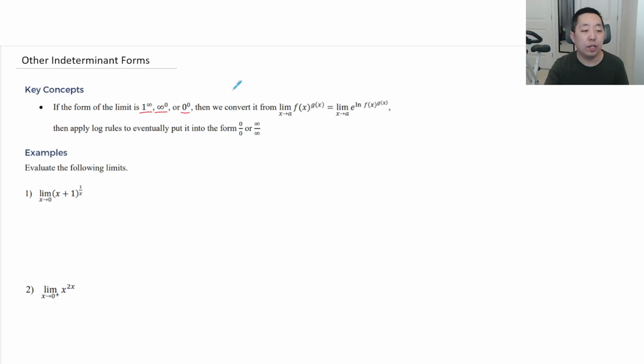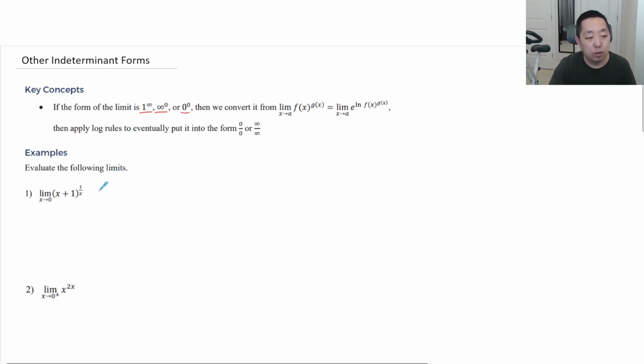The trick for the exponential ones is we're going to apply an e and a natural log, and that will allow us to use the natural log properties to simplify it. So let's take a look at some examples. If I plug in x equals 0 to this first one, I'm going to get 1 to the 1 over 0, some kind of 1 to the infinity, which is an indeterminate form.